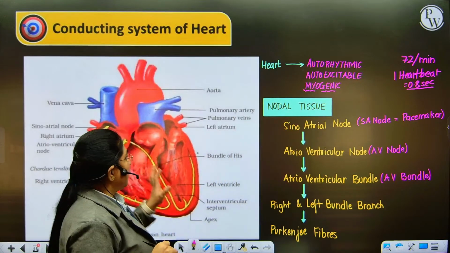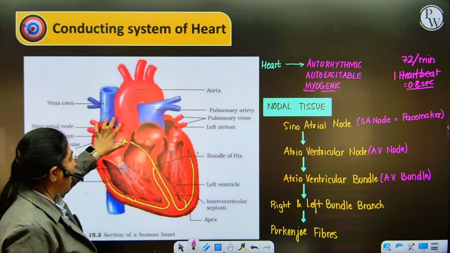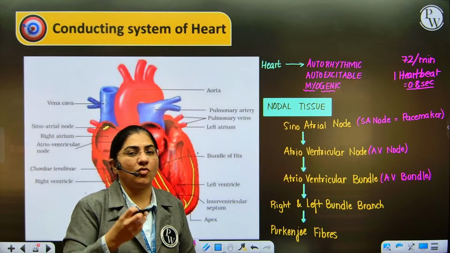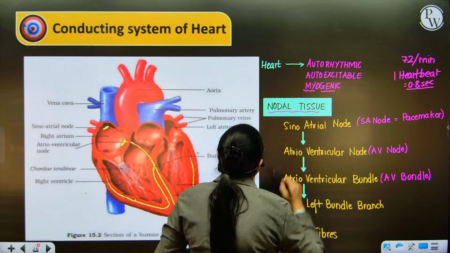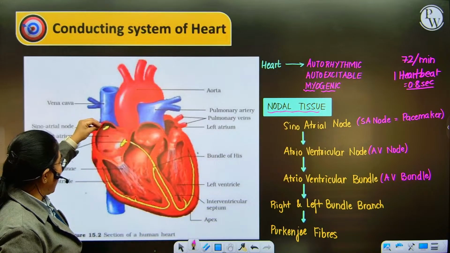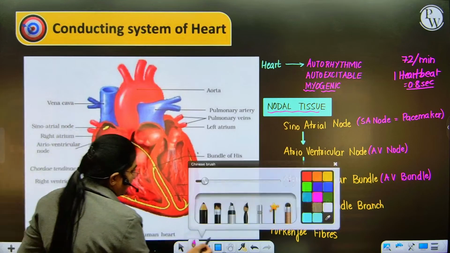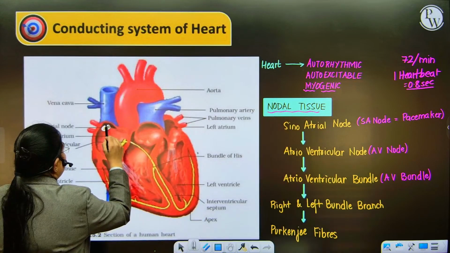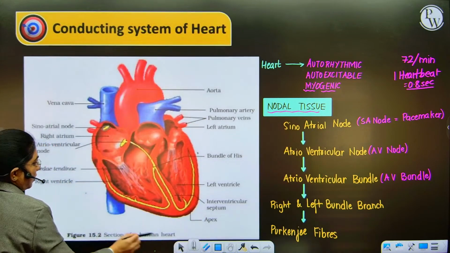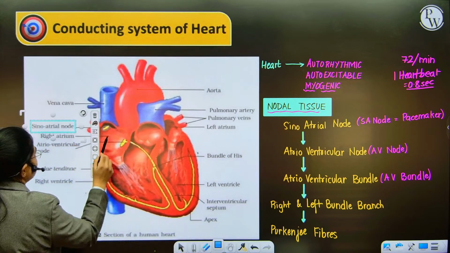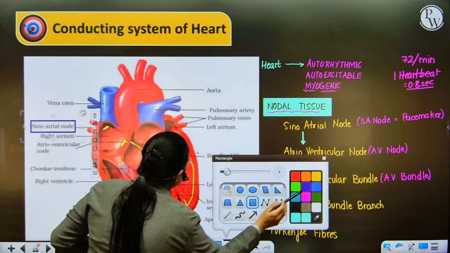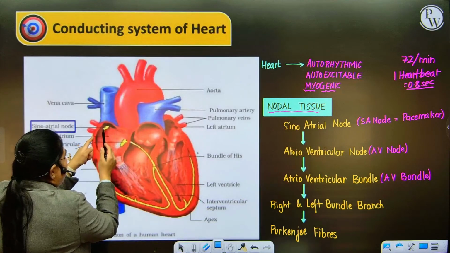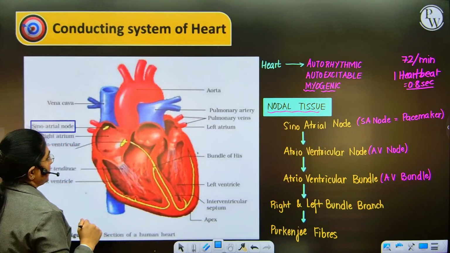How does it do this? Certain parts of the musculature of the cardiac muscles itself get modified to form what is called the nodal tissue. There is a small patch on the right upper corner of the right atrium, which is called the SA node. This SA node, or the sinoatrial node, is the one which is called the pacemaker. Why? We'll talk about it in some time.